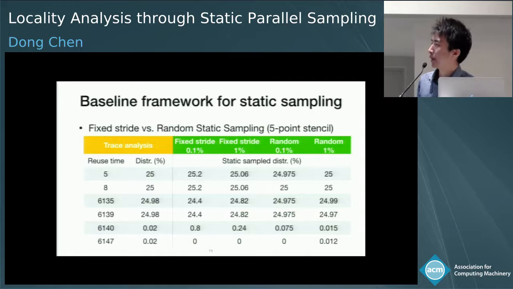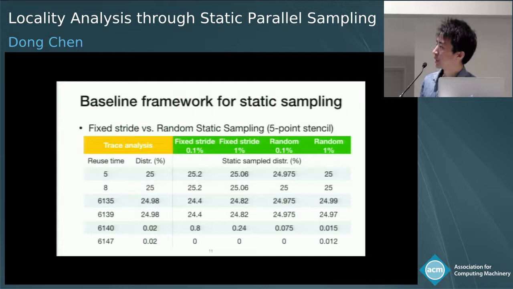So we first measure the reuse time distribution by tracing. And you can see that there are 6 different reuse times, and each of the first 4 occupies almost one quarter of the total number of reuses. And the last 2 occupy only 0.02%. And then we run static sampling with fixed stride and random sampling with sampling rate 0.01% to 1%.